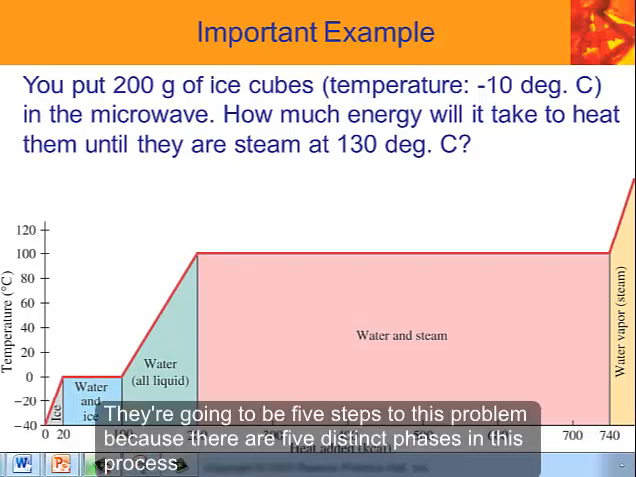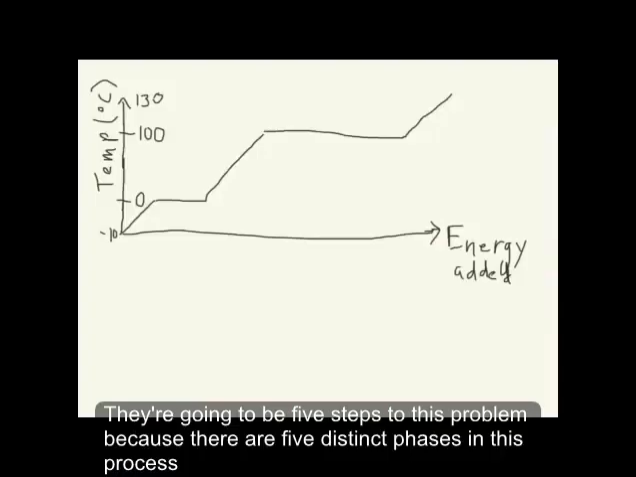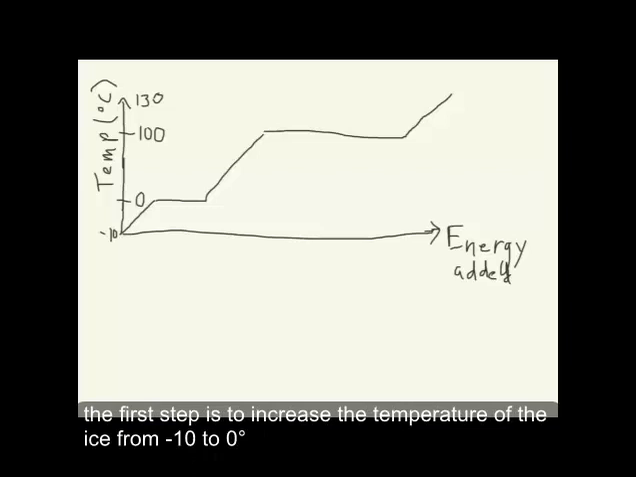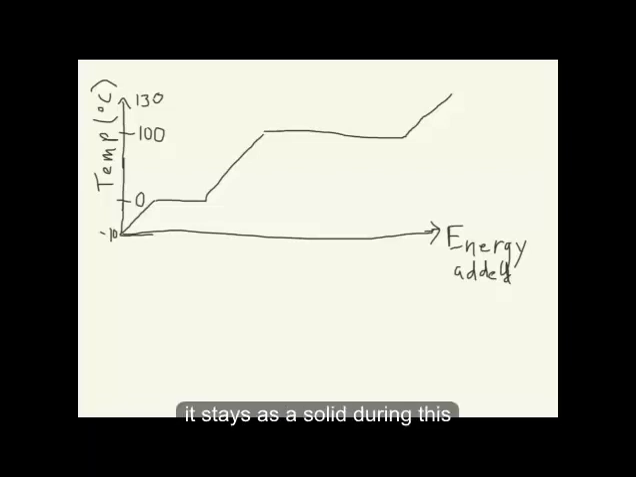There are going to be 5 steps to this problem, because there are 5 distinct phases in this process. The first step is to increase the temperature of the ice from -10 to 0 degrees, so it stays as a solid during this phase.